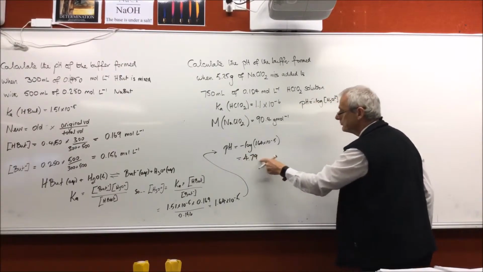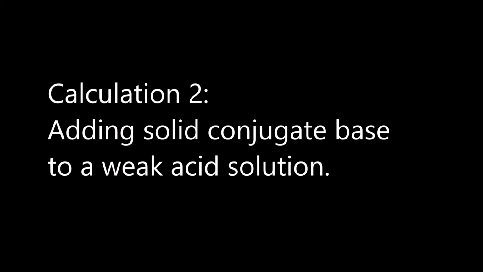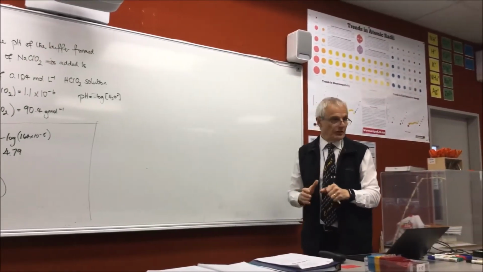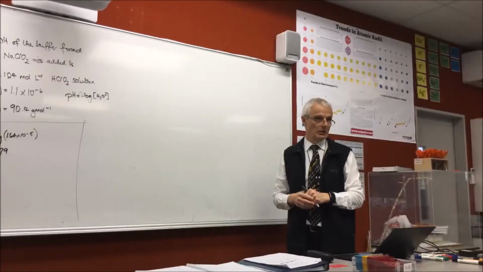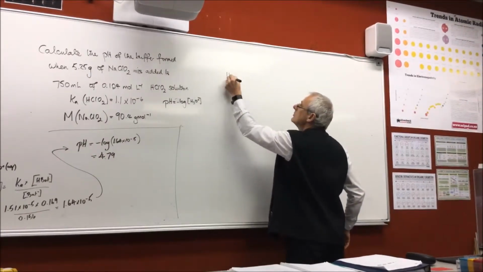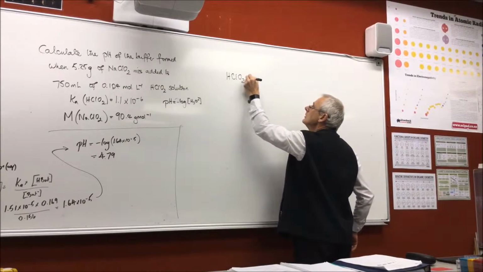This second calculation involves adding a solid conjugate base to a weak acid solution. Right then, so where would we start with this? The equation. Good. So let's do that. HClO2.